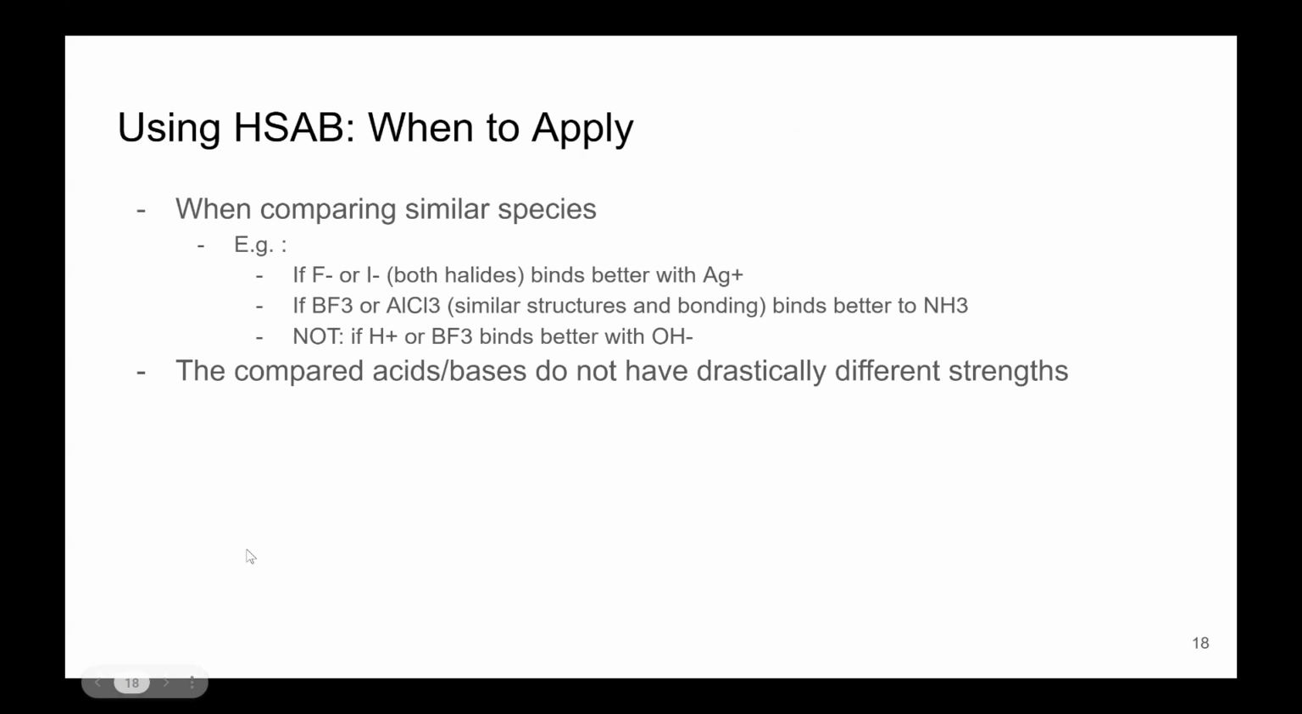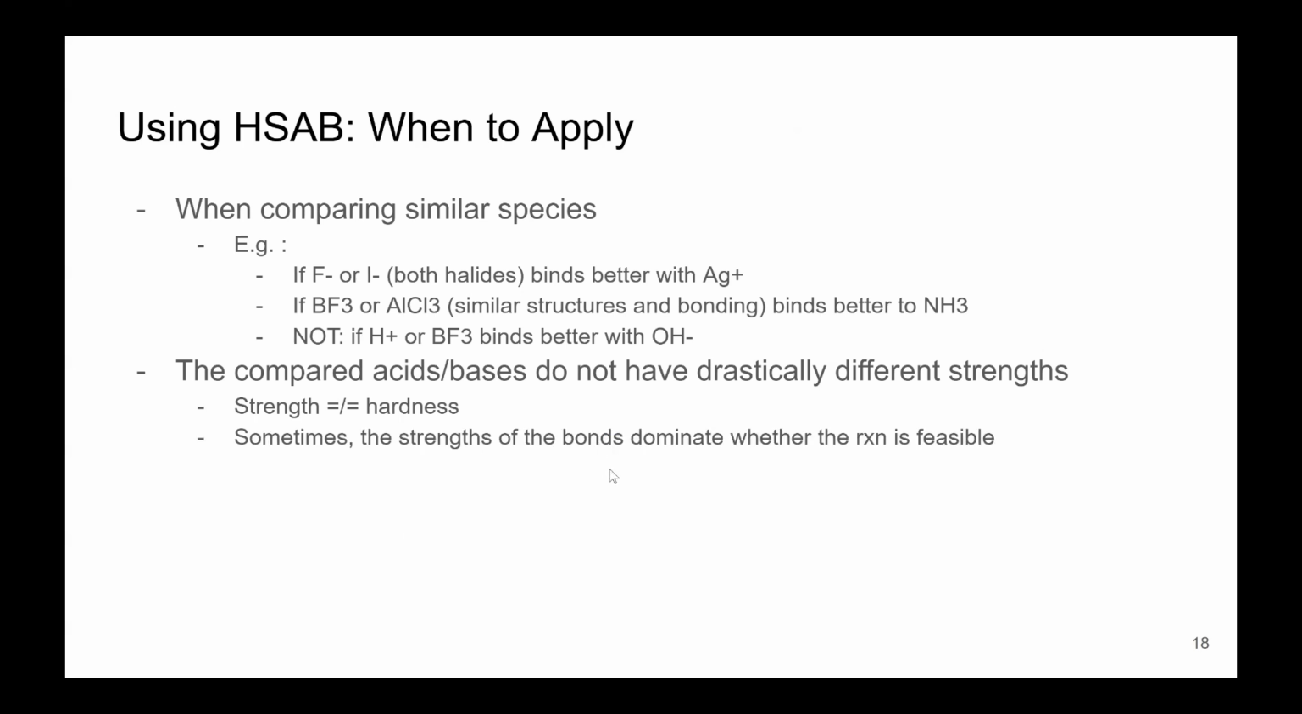And another thing we need to take note of is that when we're using HSAB, the compared acids and bases shouldn't have drastically different strength. Strength is not the same as hardness or polarizability, so please do not confuse these two. They're completely different ways that we are describing our acids and bases, and they might have opposing effects. When they do, we need to consider which one is more significant, and we shouldn't confuse them by trying to explain one using the other.